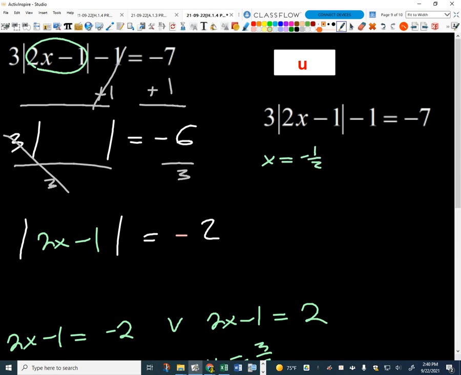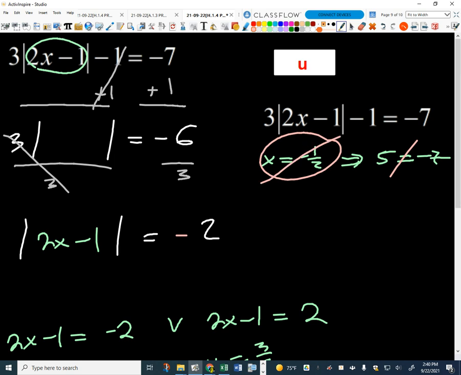If I plug that in, 2 times negative 1/2 is negative 1, minus 1 is negative 2. Absolute value of negative 2 is 2. 3 times 2 is 6. 6 minus 1 is 5. Ooh, I get the result 5 equals negative 7. That's not true. So that's a false solution.